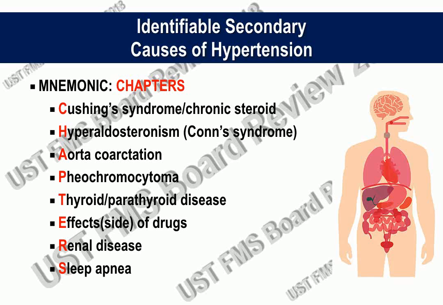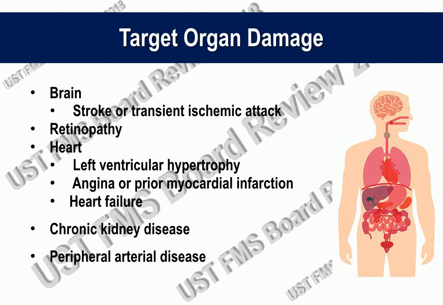and seeing a discrepancy. Pheochromocytoma, thyroid and parathyroid disease, of course drug effects, specific drugs like your sympathomimetics, your steroids, your hormones can also cause hypertension, renal disease or kidney problem, and of course sleep apnea. In fact, sleep apnea is one of the important things that you need to rule out when you have a patient who has uncontrolled hypertension.